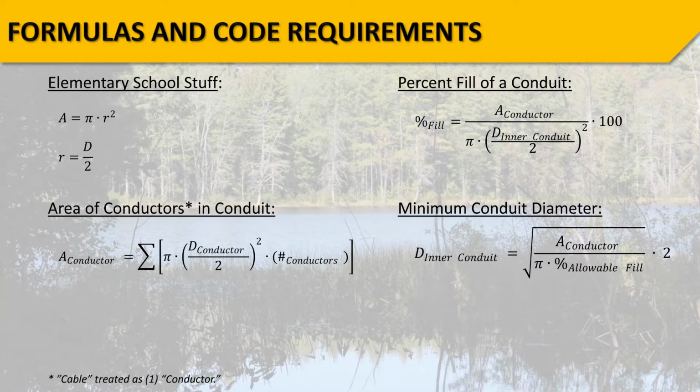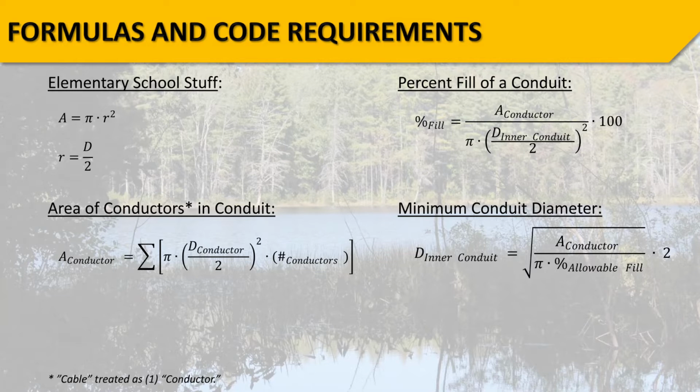The next formula is the percent fill of a conduit. It's basically a ratio. It's the area of your conductor divided by the area of the inner conduit times 100 in order to get a percent. If you're trying to do a down and dirty calculation, you can use the outside diameter or the trade size of the conduit diameter of your calculation, but we're going to try to do this as exact as possible, and why we want to do it this way will become clear later on in the video.